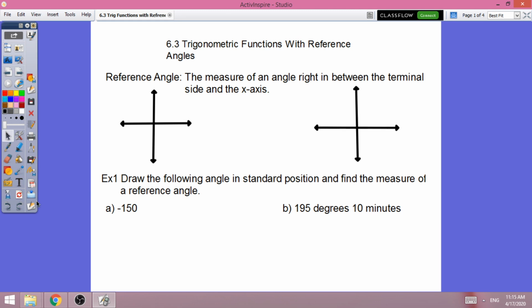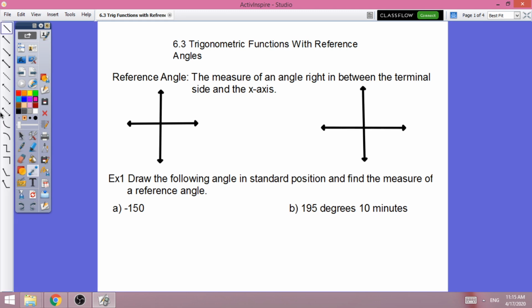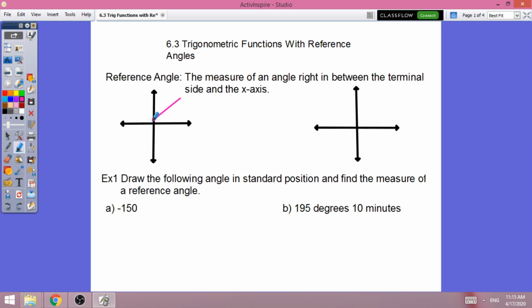So here's one random example. Let's say we create the terminal side here, in the first quadrant. Let me point using the right arrow. Okay, so let's say we do have a terminal side right here. That means the reference angle would be this one right here.